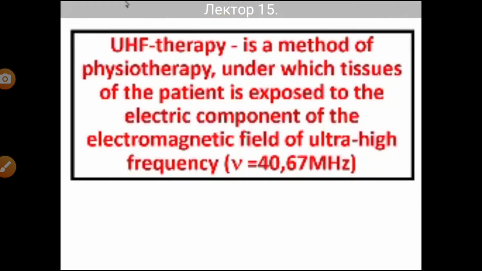Next slide. Look at the screen. This information on UHF therapy. All information you write in your copybook. UHF therapy is a method of physiotherapy. All this information you write in your copybook.